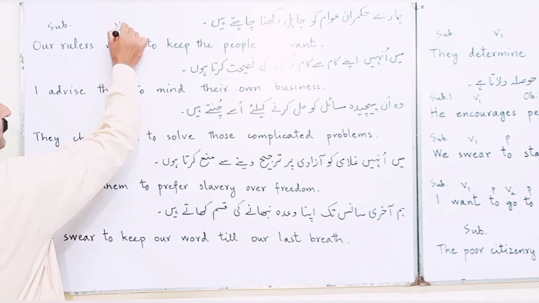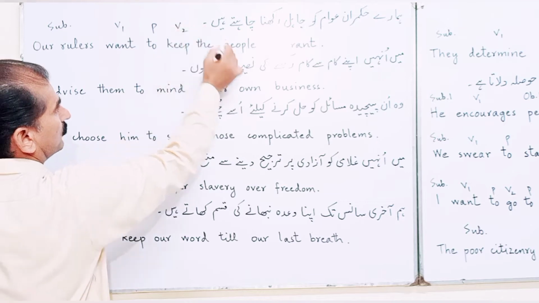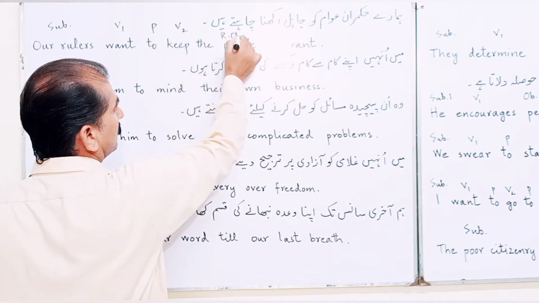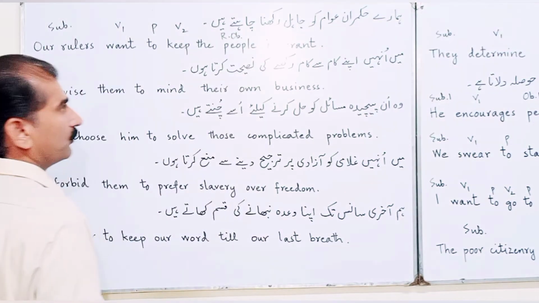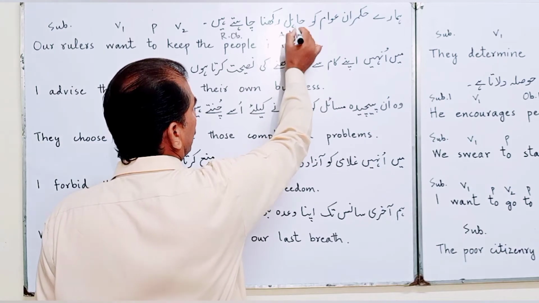So, want is our verb 1, to is a preposition, keep is verb 2, and the people are the real object over here, on whom our rulers are applying two verbs to keep them ignorant. Ignorant is actually an adjective.